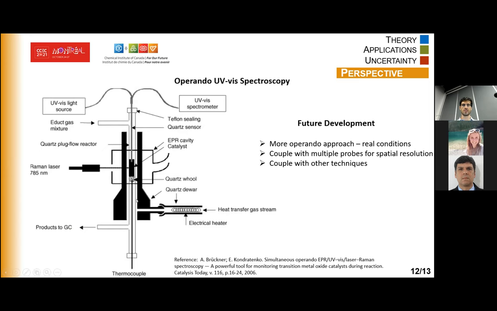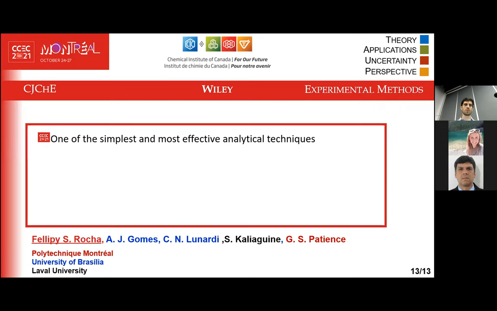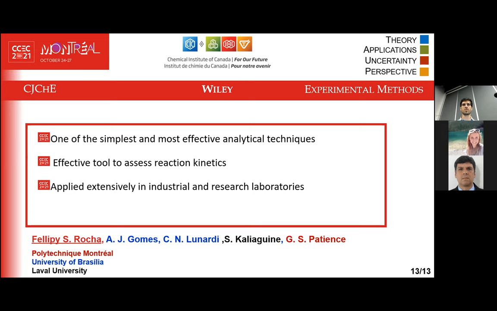And so as a conclusion, UV-Vis is one of the simplest and most effective analytical techniques. It's an effective tool to assess reaction kinetics and is applied extensively in industrial and research laboratories. And it is able to perform both quantitative and qualitative analysis.